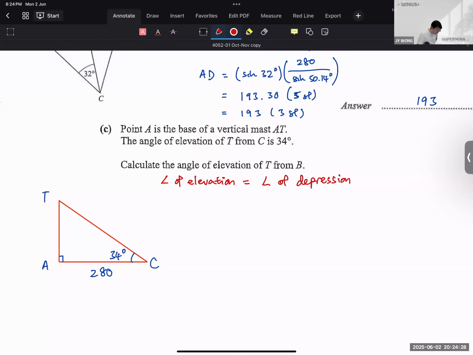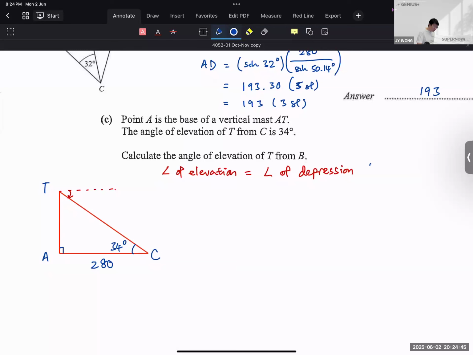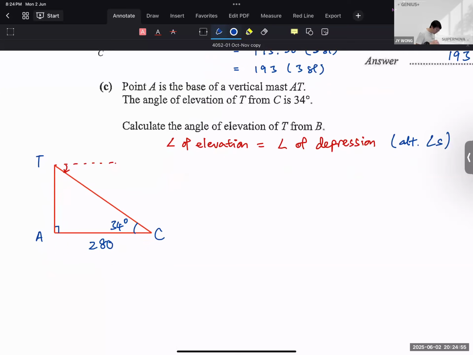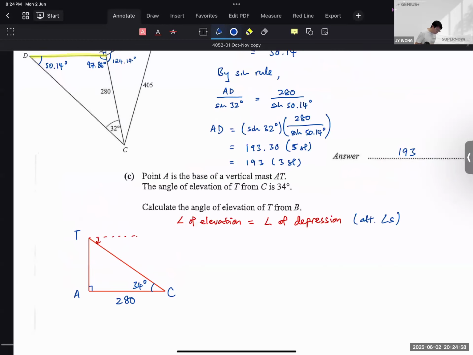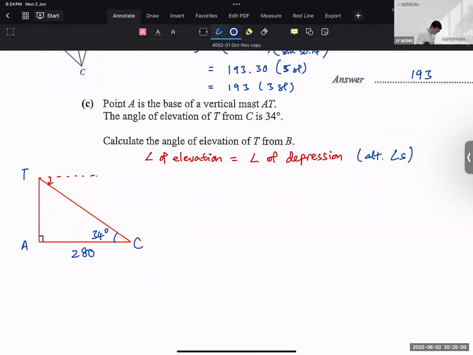Why? Alternate angles. Where will the angle of depression be? Angle of depression will actually be this angle. A lot of you draw your angle of depression wrongly. You draw it here. No. Angle of elevation, remember, is always equal to angle of depression. Don't ever forget that. It's by alternate angles, yes. So this is the triangle. You want to find the angle of elevation of T from B.